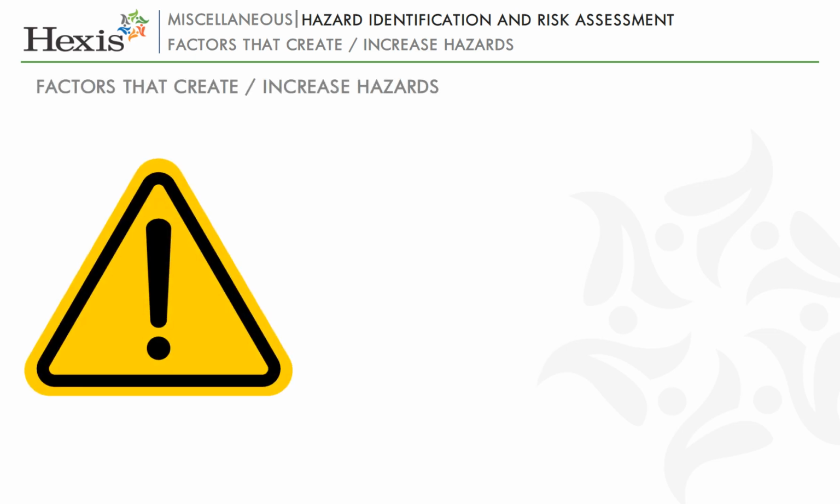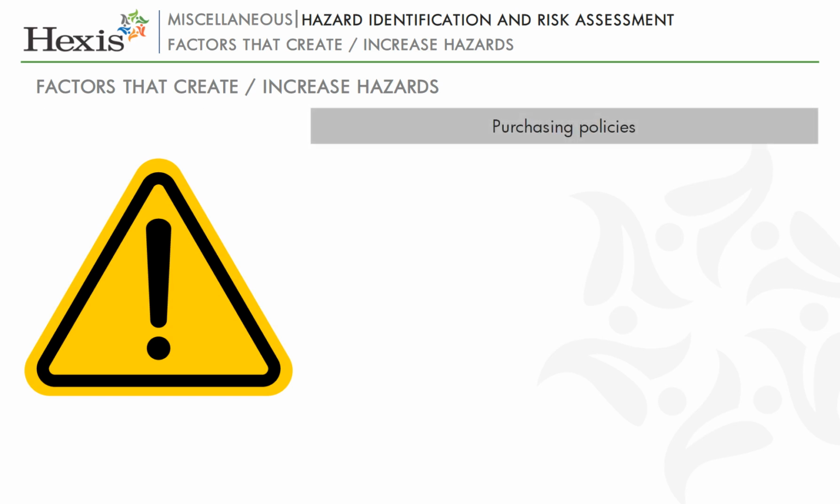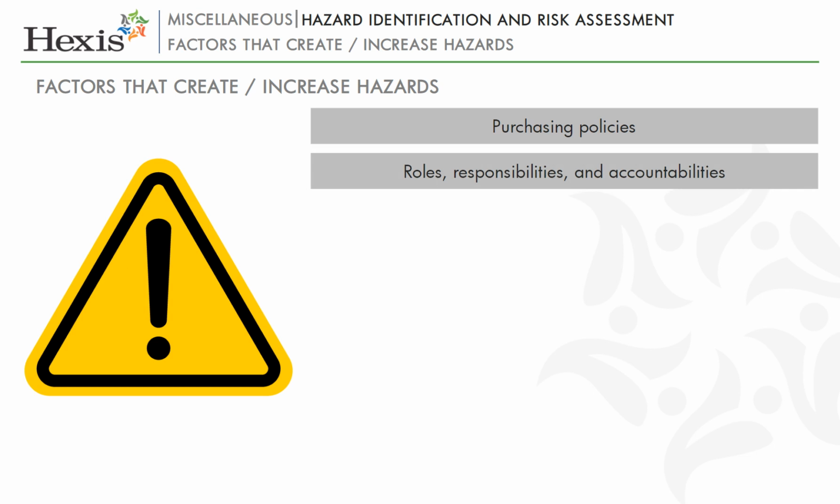Some workplace activities may create or increase hazards if they are not properly managed. Let's look at them. Purchasing policies. For example, if the products, plant, materials and personal protective equipment that are selected are the cheapest one and are not safely designed, not suitable for the job or suited to the workers using it, or are of inadequate quality. Roles, responsibilities and accountabilities. For example, if they are not clearly defined, people will not know what they have to do, when or how to do it.